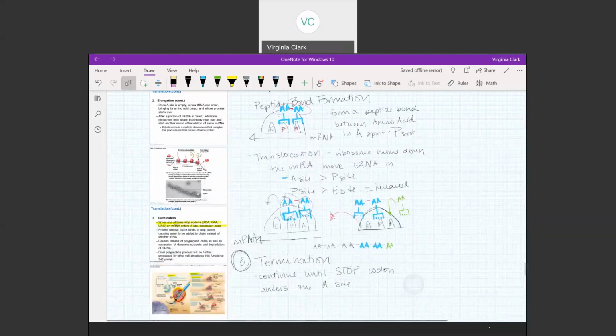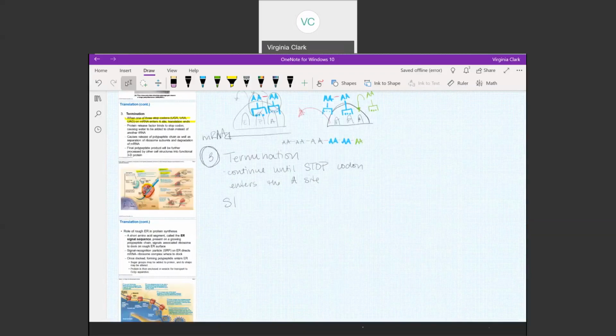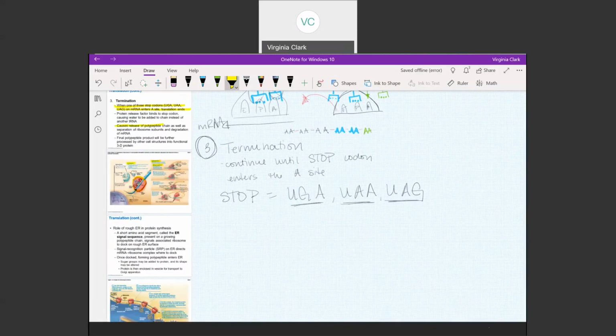So stop codons are going to be UGA, UAA, or UAG. When one of these 3 codons enters the A site of the ribosomal subunit, the whole thing is going to stop. This is essentially the period at the end of the sentence. And what it will do is cause the release of the polypeptide chain, and it will separate the ribosome subunits.